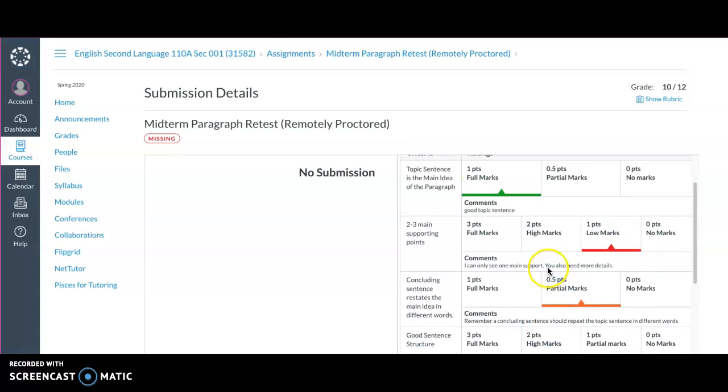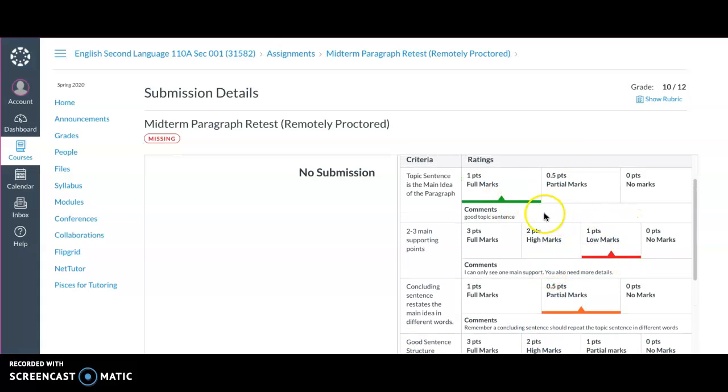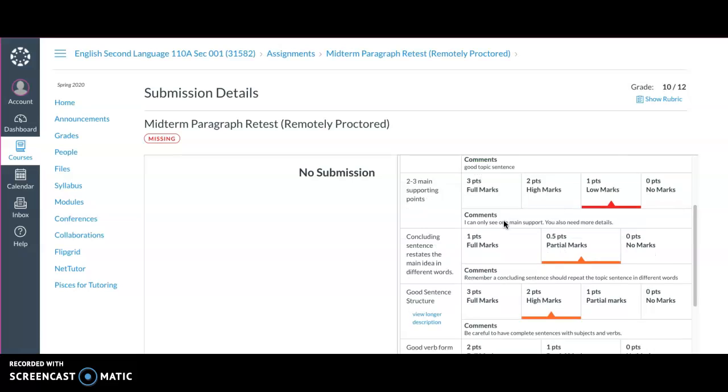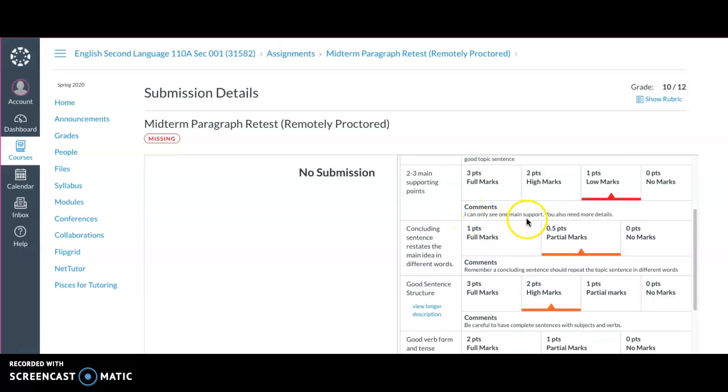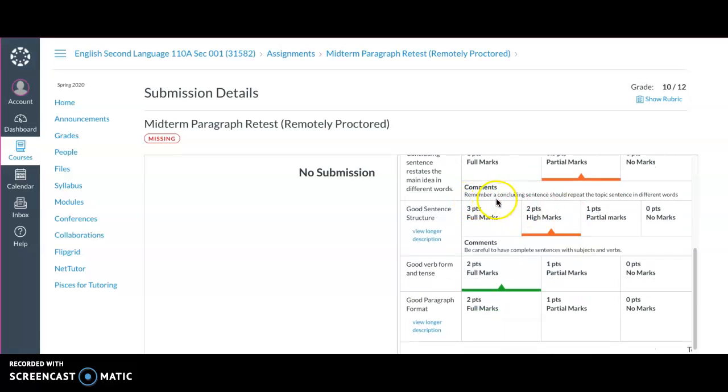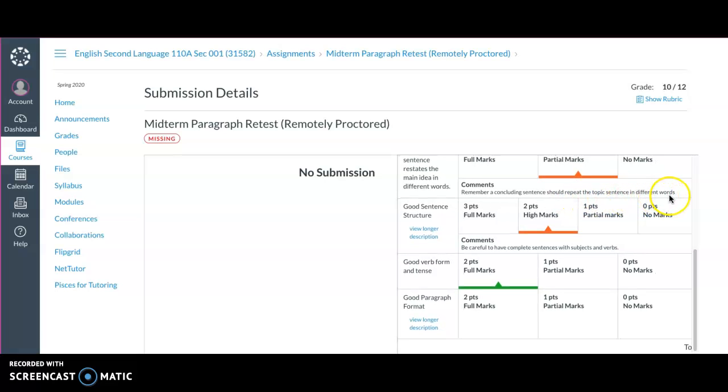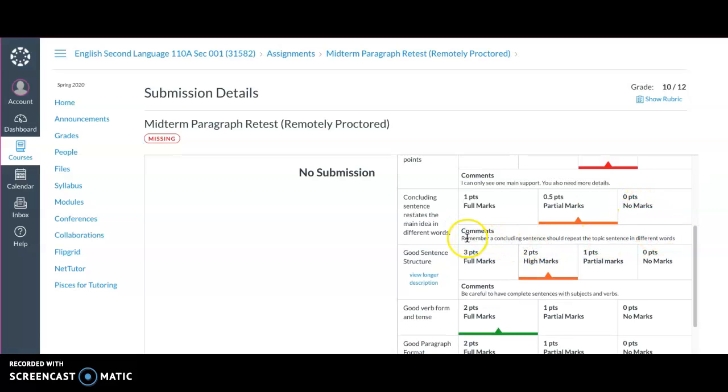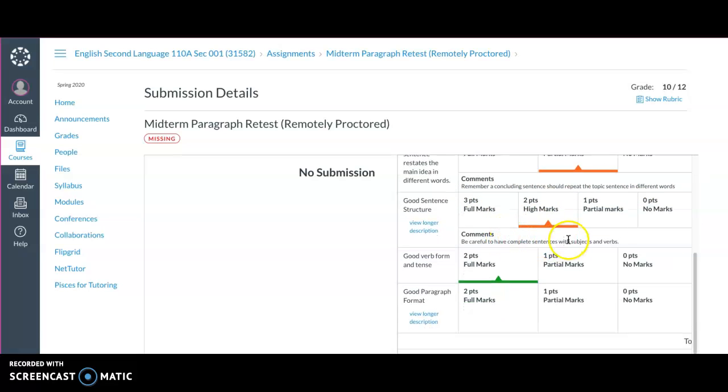So I'm going to look here to see my scores and also the comments. So I typed comments in here like good topic sentence. I can only see one main support. You also need more details. Remember, a concluding sentence should repeat the topic sentence but in different words. Okay? So I'll put different comments in here for each student. So please read your comments carefully.